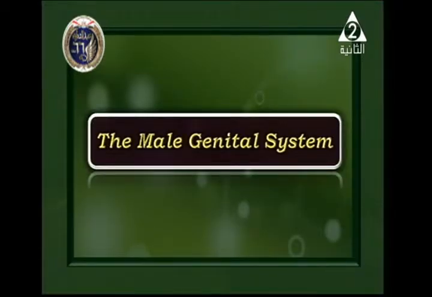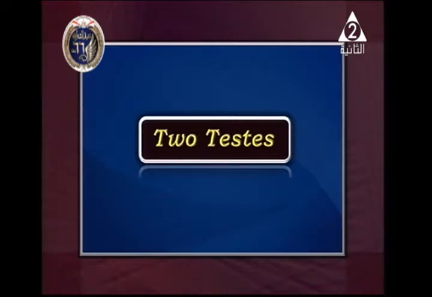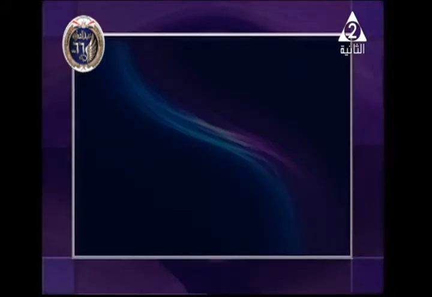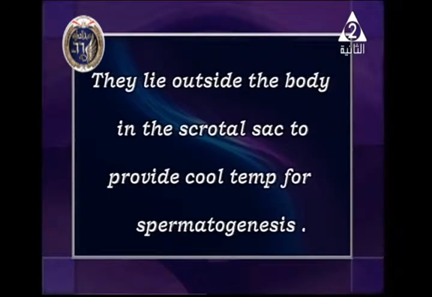We're going to start right now with the male genital system, and after that the female genital system, and finally we're going to study the way of reproduction. Well, the male genital system consists of two testes and different glands. Number one, two testes. They lie outside the body in a sac. We call this sac the scrotum or scrotal sac. It provides a cold temperature for spermatogenesis. I'm going to discuss it step by step.